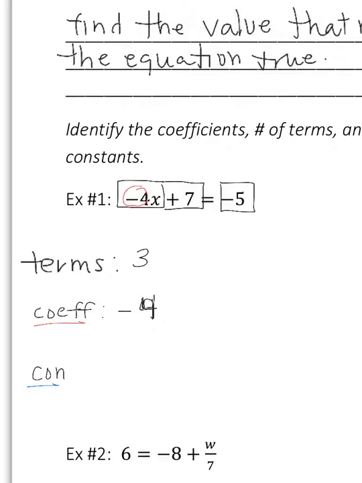And then the last one are my constants. Okay, so I'm going to go through. My constants are positive 7 and negative 5. Okay, so we're going to write those down. So we've got 7 and negative 5. So that's the first one for you.